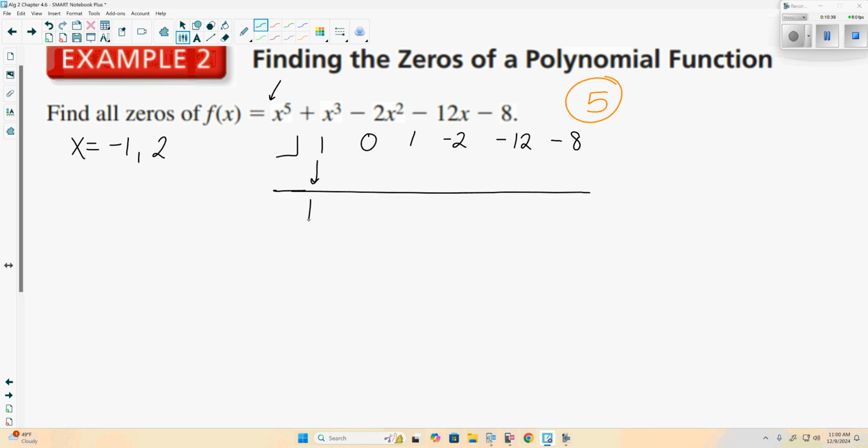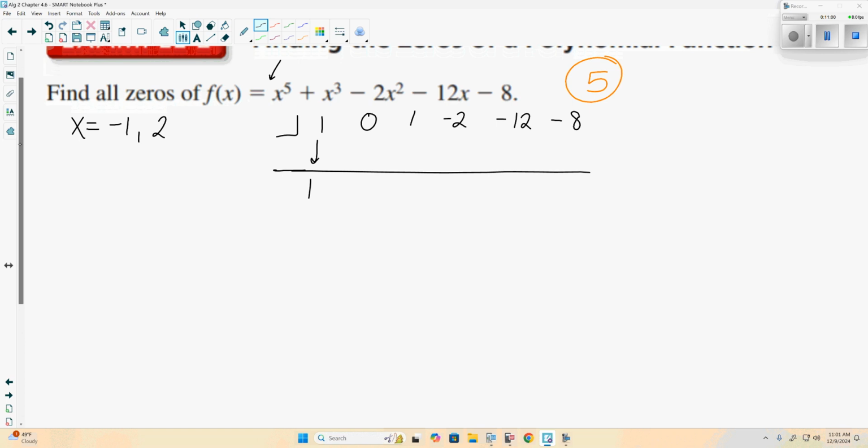The main reason, guys, we're doing this is to decrease the degree, because each time we divide by one of these solutions, we decrease the degree by 1. Because if I can get it down to a degree 2, we can solve from there. Which of these two solutions do we want to try first? And we're going to go through our steps for synthetic division.